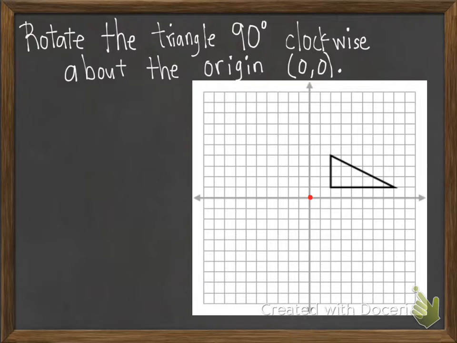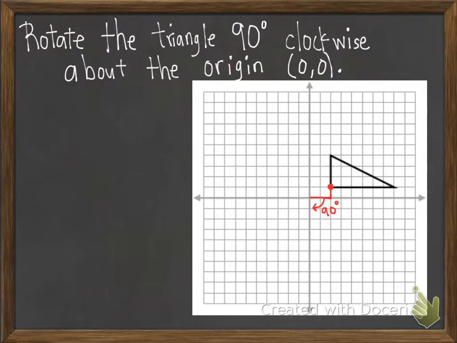For our next example, we have to rotate the triangle 90 degrees clockwise about the origin, which is the point 0, 0 in the center of the graph. We're going to rotate each point on the corner of our triangle one at a time and then connect the dots to make our triangle. We're going to go clockwise, which is to the right around the origin.